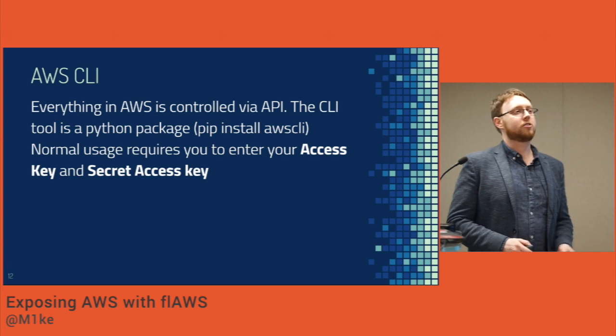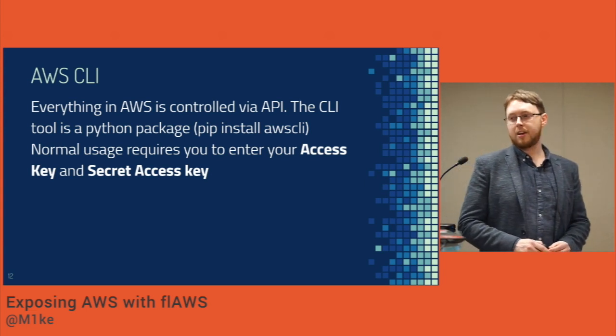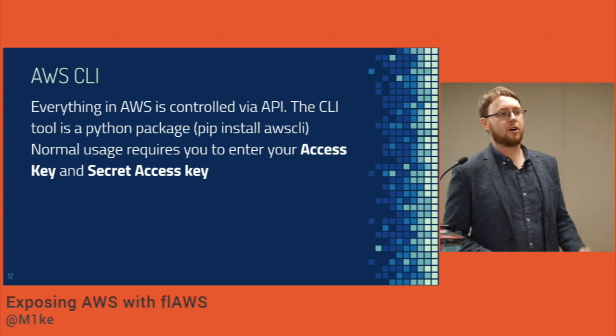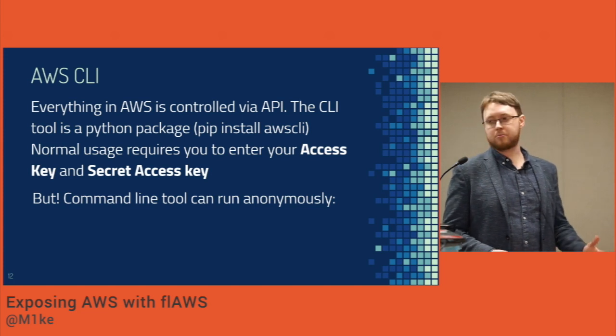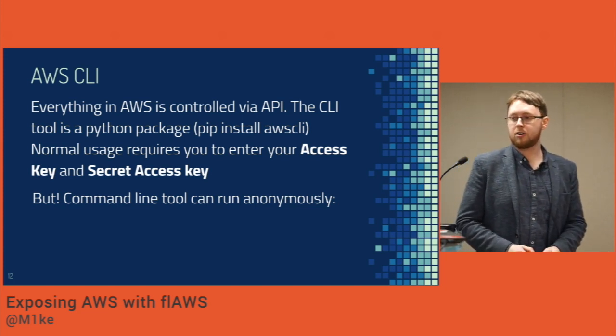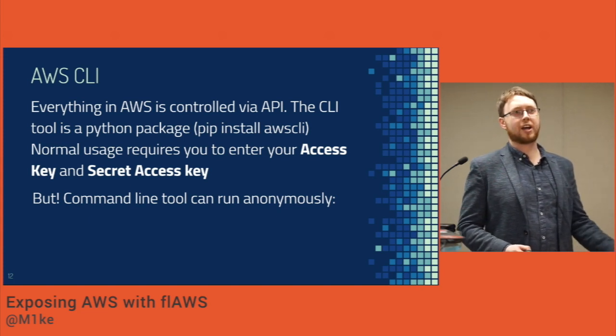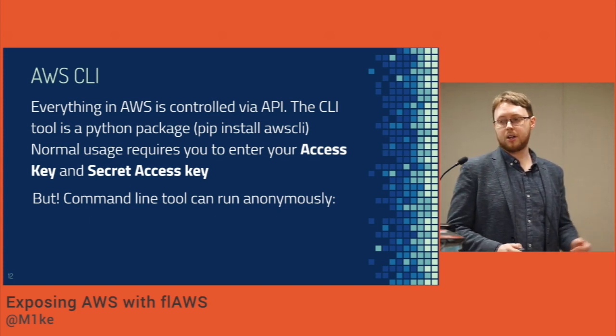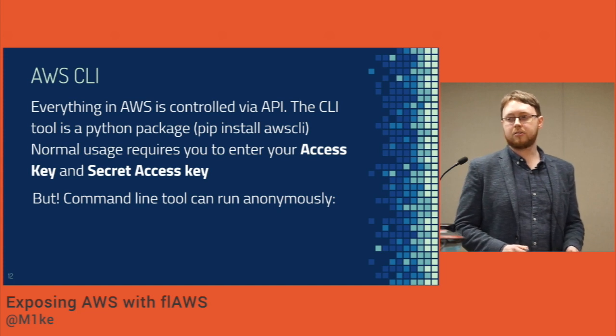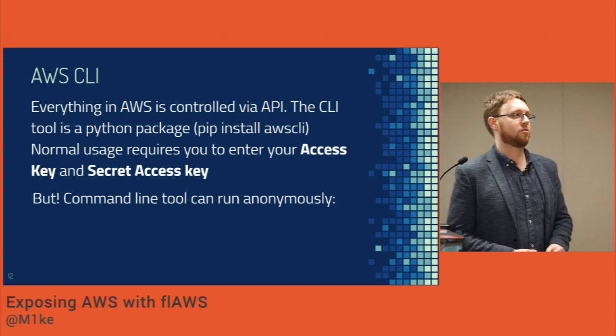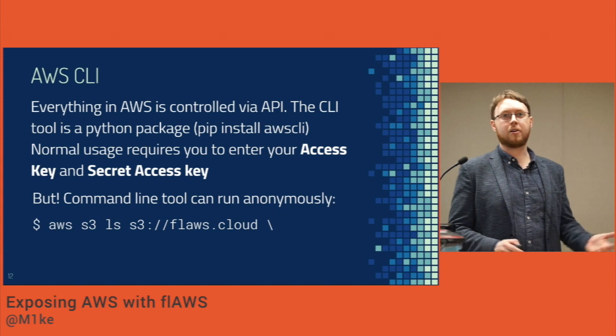Well, now we can exploit this using AWS's CLI tool. Everything in AWS is controlled by an API. The whole system is an API. It's brilliant for automation and programming. To normally use the API, you would enter an access key and a secret access key in order to log in as your account and do things that your account has access to. But it turns out you can also use the AWS CLI tool anonymously, because AWS knows that some things can just be run without a user.